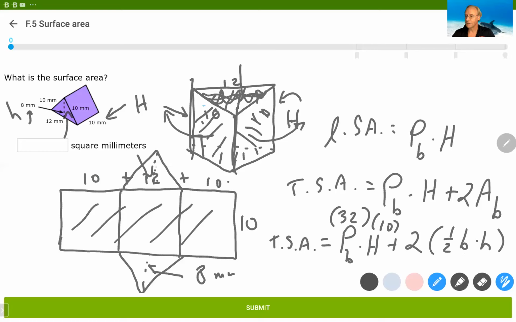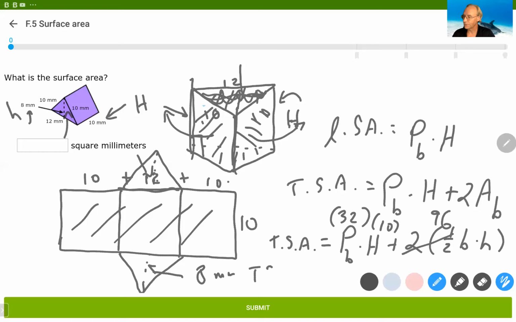Now, each of these bases is 8 millimeters tall. That's the height of the triangle. And the base of the triangle is 12. And when you multiply the 1/2 times the 2, they cancel out. And base times height is going to be the 8 times 12, which is 96. And when you add it up, you have 320 plus 96.